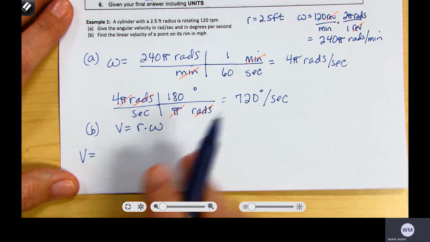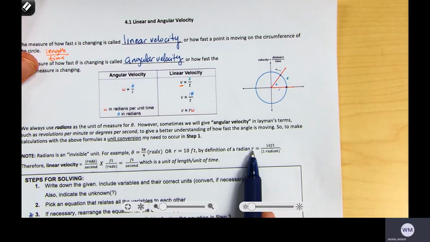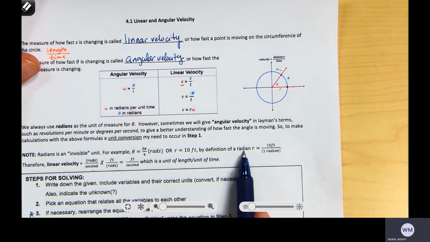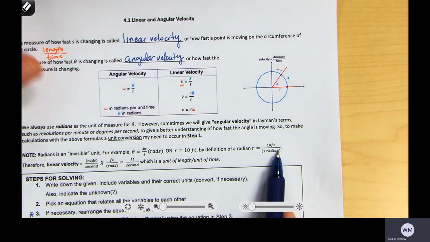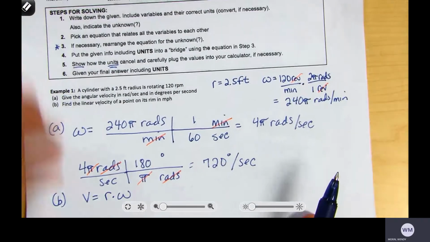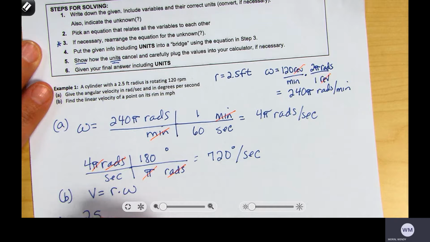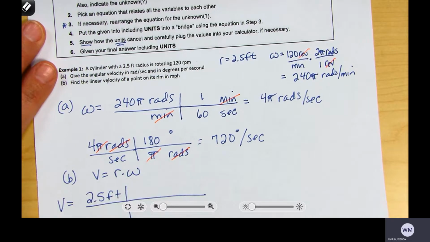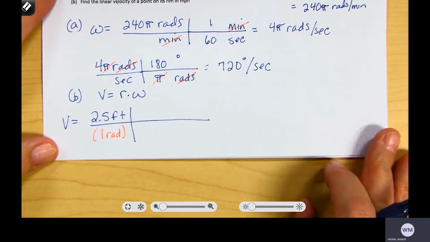Now up here, by the definition of a radian, our radius is actually per 1 radian. This is optional to write, but just so you know, that is true. So if I were to use my radius here, it would be 2.5 feet for my radius. And technically, that is per 1 radian, if you want to include that, so you can see how our units are going to cancel out.